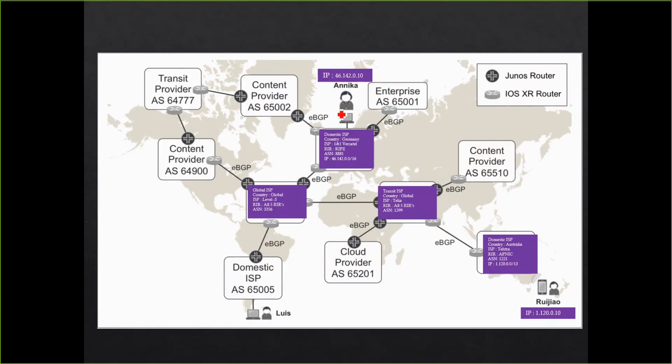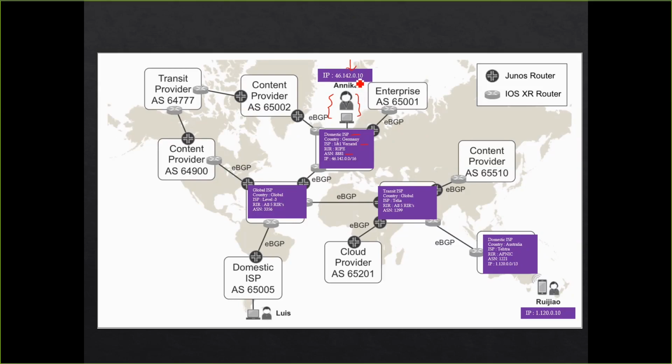So for example, let's take a case like this. Anika is a user, right? And she has a contract with a domestic ISP in Germany. Let's say it's 1&1 Versatel. And 1&1 Versatel has a unique autonomous system number, 8881, which has been assigned by RIPE. Okay. And Anika is getting an IPv4 address like 46.142.0.10. It is one IP address.